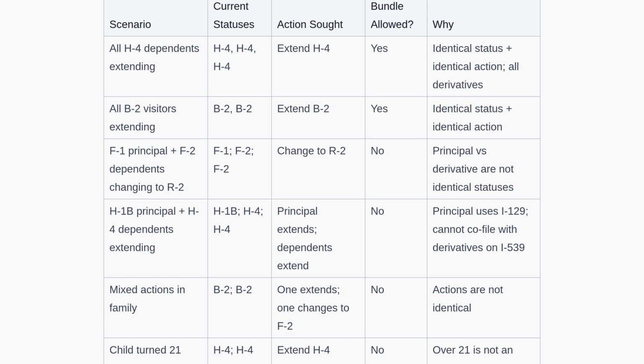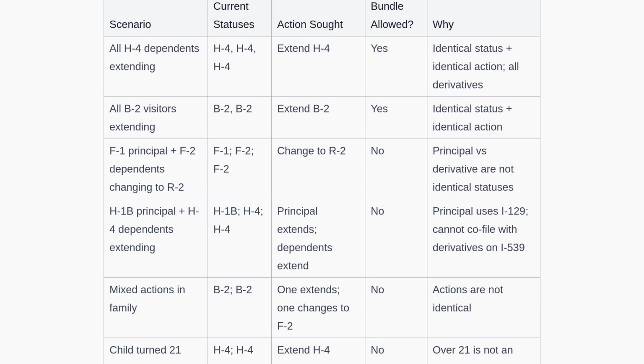When all applicants are H4 dependents extending H4, or all B2 visitors extending B2, bundling is generally appropriate. However, when an F1 principal and F2 dependents plan to change to R2, they cannot bundle because the principal and derivative statuses are not identical.